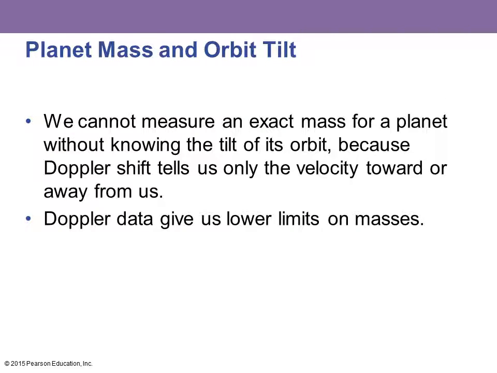What about planet mass and orbit tilt? Well, we can't measure an exact mass for a planet without knowing the tilt of its orbit, because Doppler shift tells us only the velocity toward or away from us. It doesn't tell us the angle. And Doppler data gives us lower limits on masses. Masses could be much higher, again, depending on that angle we're making the observation.